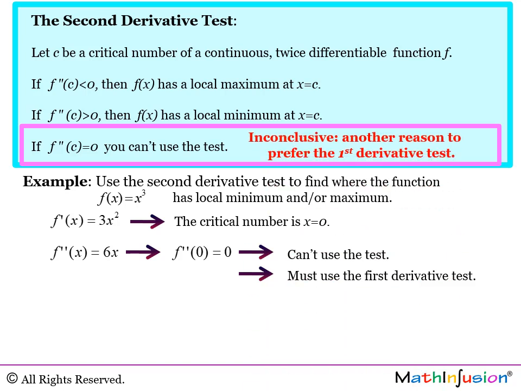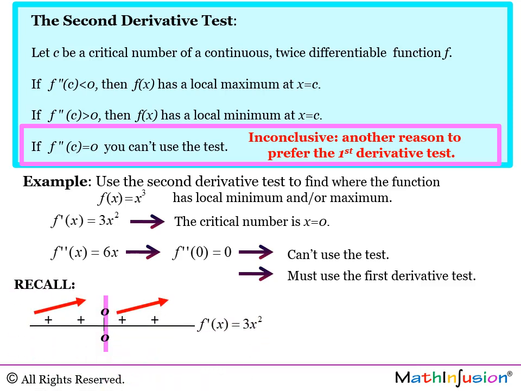Because the second derivative test may be inconclusive, and this is just another reason to prefer the first derivative test. I would like to recall that using the first derivative test, we can see immediately that there is neither local minimum nor maximum at x equals 0.